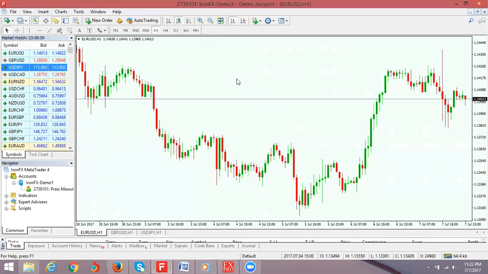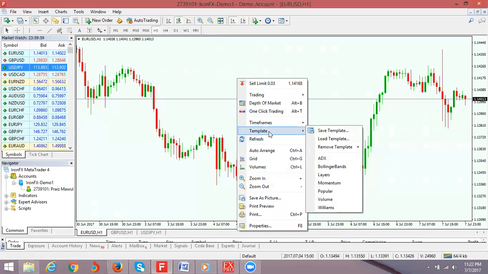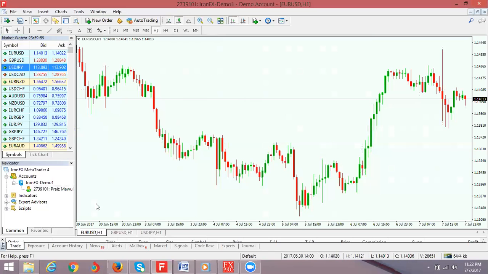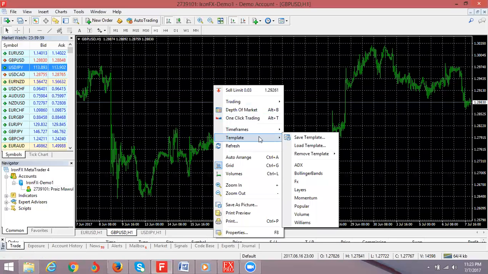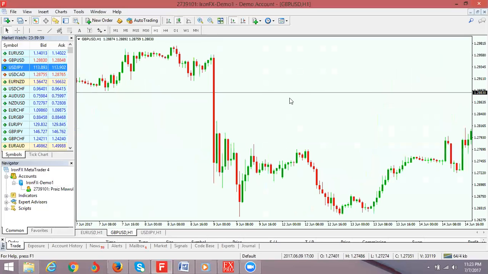Now, once you have done this, you can save what you have done. You go to template, then you go to save template. Then you can give it a name. You can call it FX, any name you want it. Yes. So that it has been saved. So then if you want to have the same thing on your other charts, once you click on the chart, you right click on the screen, then go to load template. Then you go to FX. Then now you double click and now you see it there.